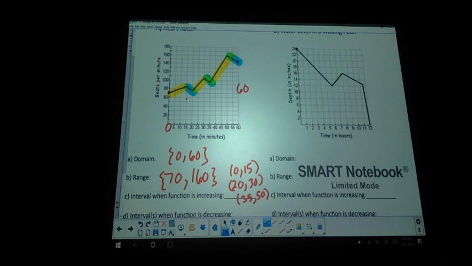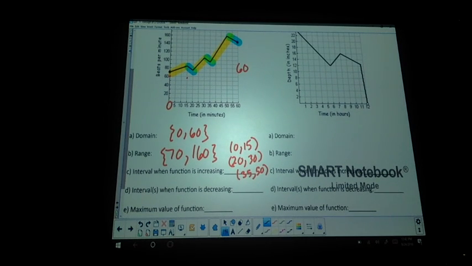It's all of the blues. So it looks like 15 to 20. It's also decreasing from 30 to 35. And then it's also decreasing from 50 to 60. So that just means the slopes at those regions would be negative. The slopes of the increasing would be positive.